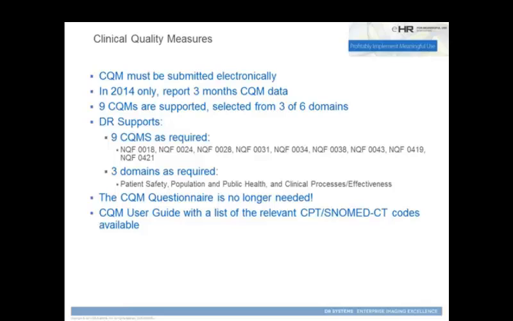And even in those cases where a denominator is going to be counted because you're using a particular CPT or SNOMED code, the numerator is now calculated based on information put into the medical record, either via visit notes or in some cases immunizations or problem lists, and no longer requires you to fill out a questionnaire.